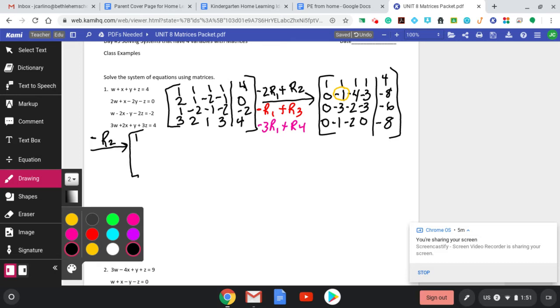Everything's staying the same except row 2. And again, trying to be neat. 0, 1, 4, 3, 8. There's my new row 2. Just change the signs. Make sure everything gets copied over, please, correctly. And we're good. Okay. All right, here we go.